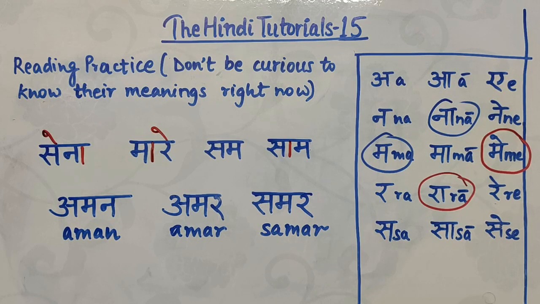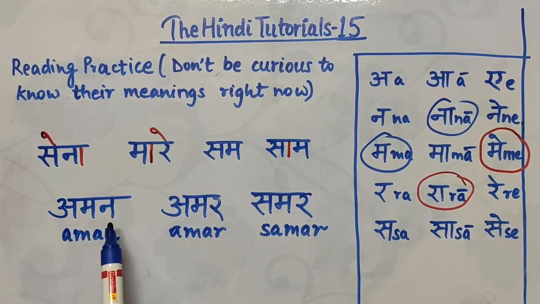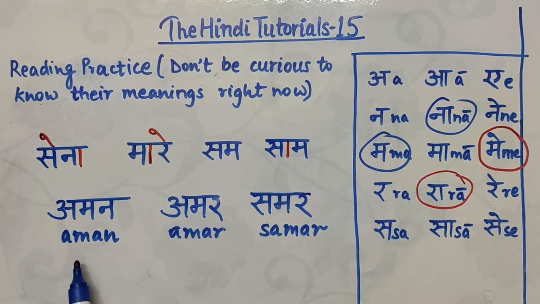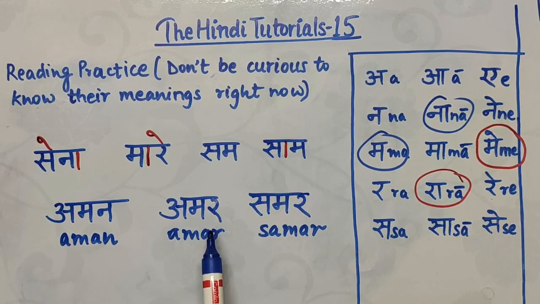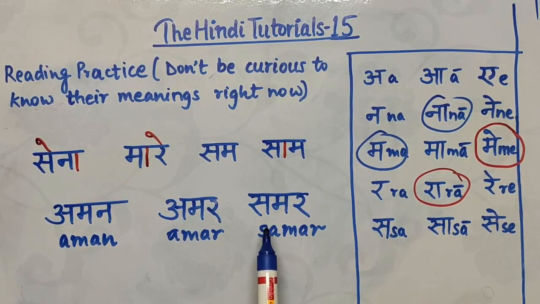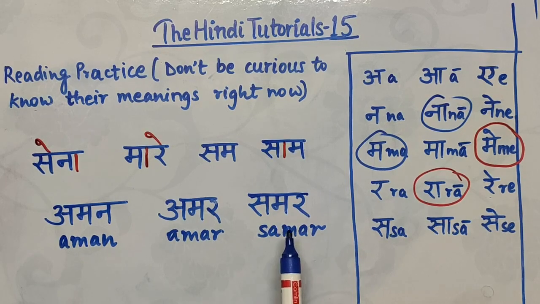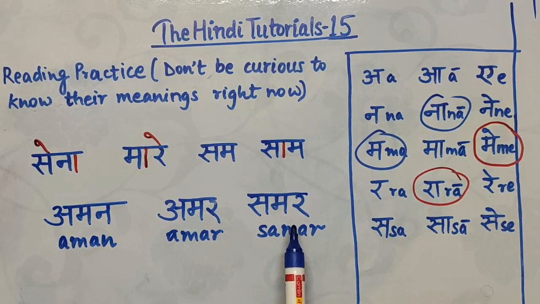Till now these were two-letter words. Now we will see three-letter words. A, ma, na: Aman. A, ma, ra: Amar. Sa, ma, ra: Samar. All three are popular Indian names for men. Aman, Amar, Samar.